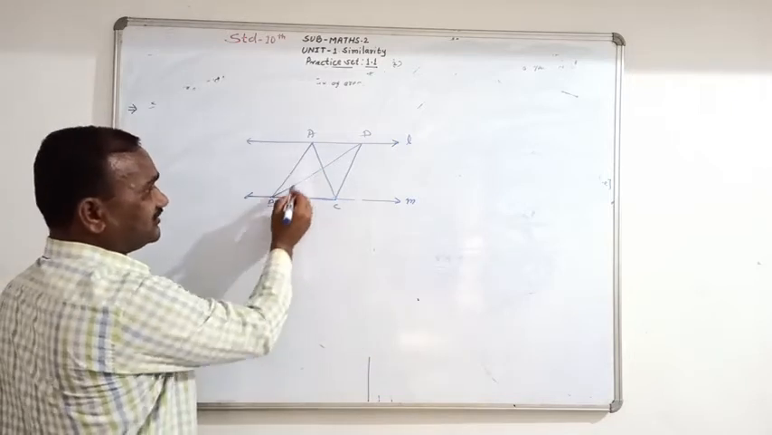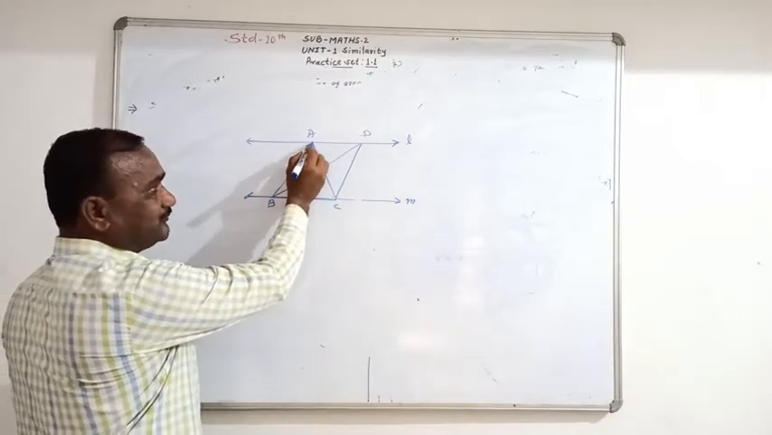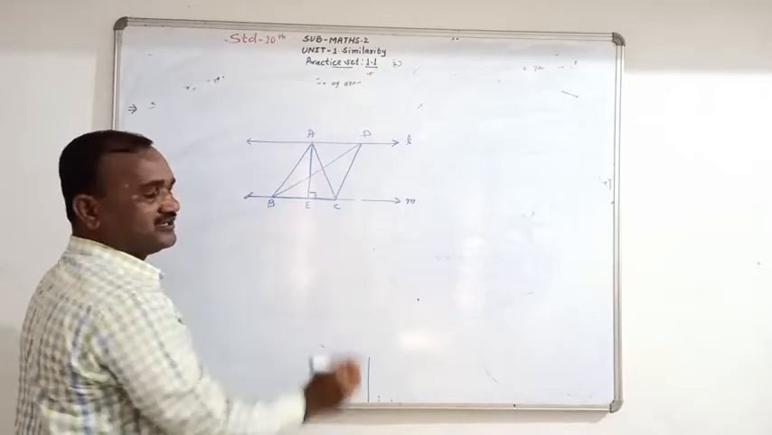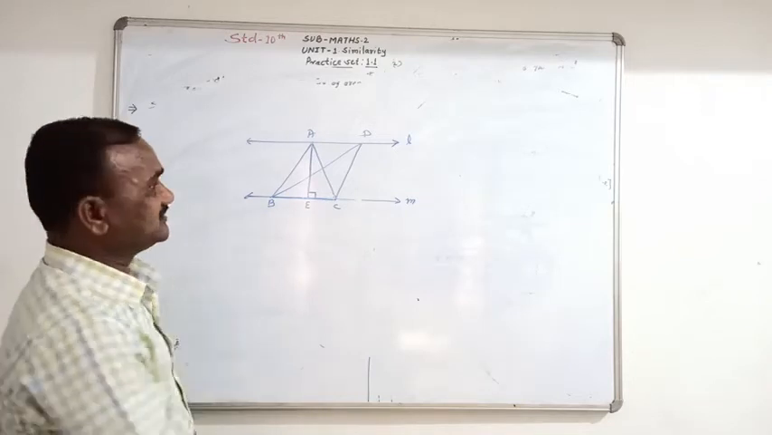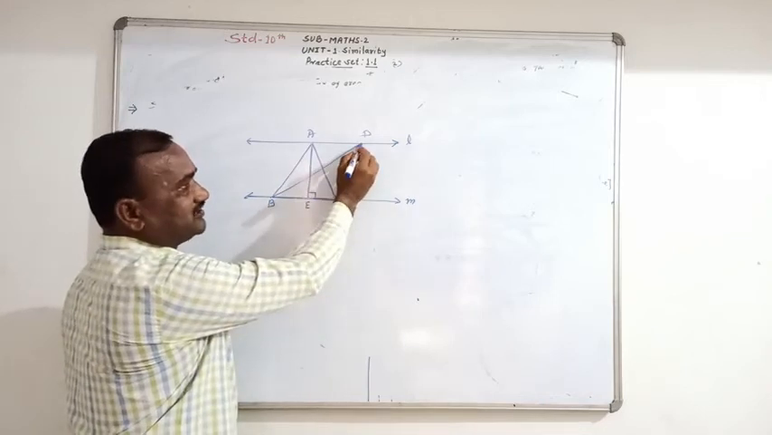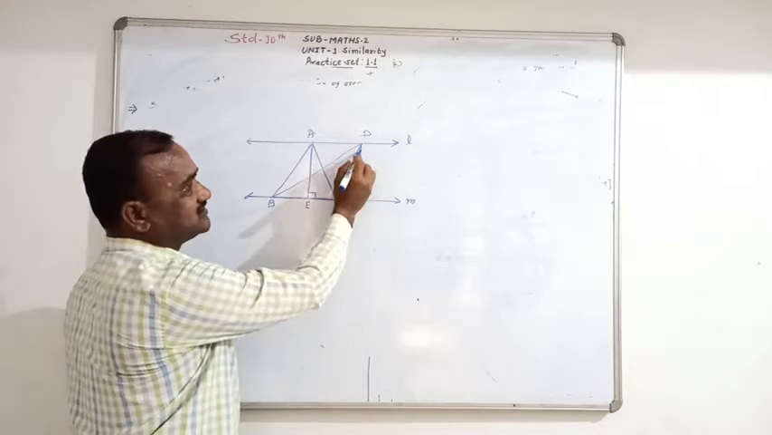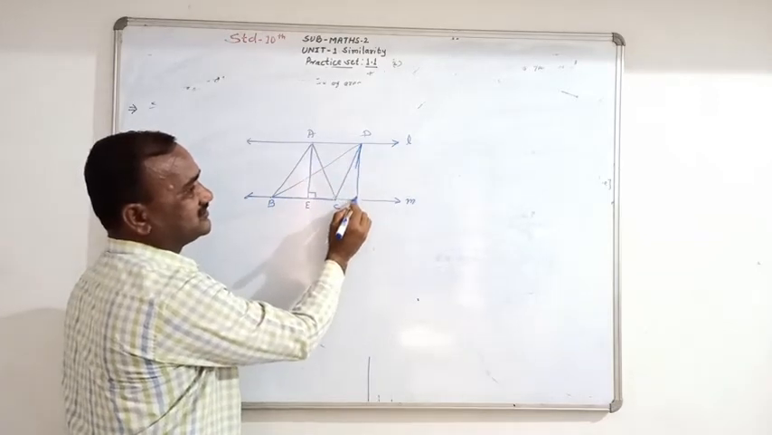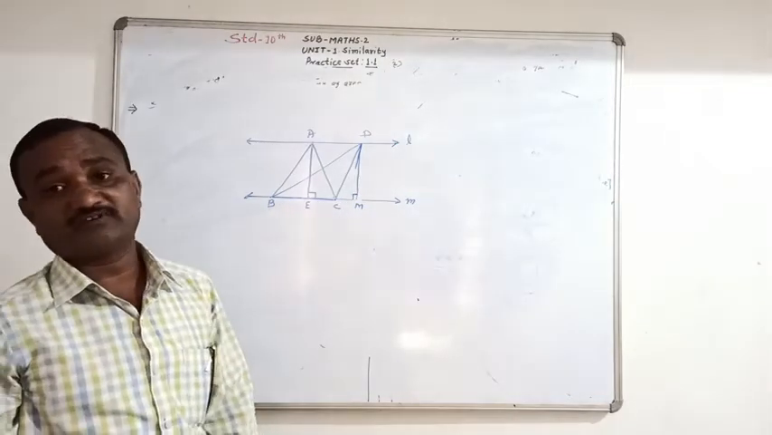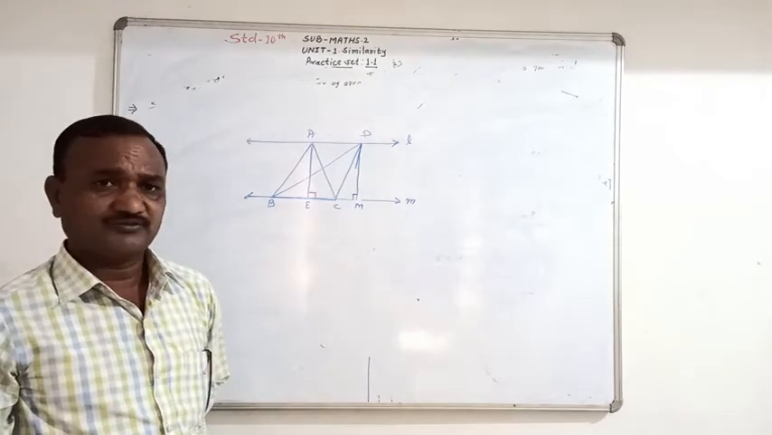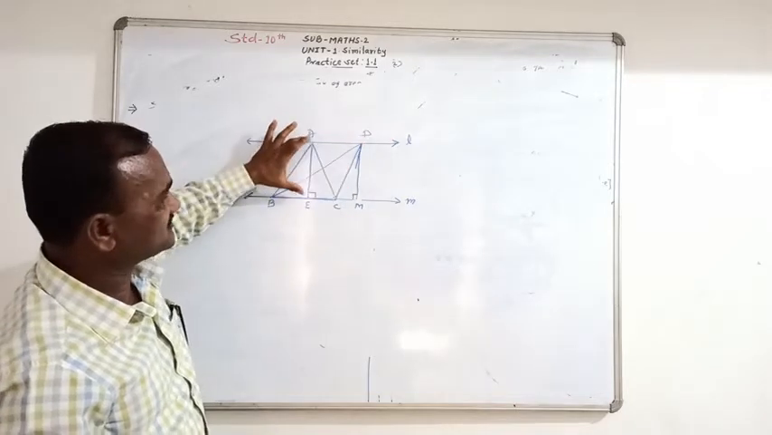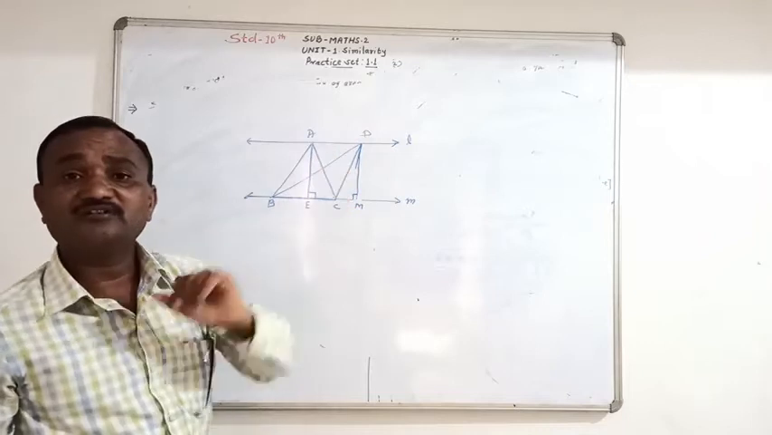And for the height of triangle ABC, you can draw the altitude from vertex A to side BC, that is AE. AE is the height of triangle ABC. Similarly, draw the altitude from vertex D to side BC, like here, segment DM. Segment DM is the height of triangle BCD. So can you say that the length of segment AE and segment DM are equal?